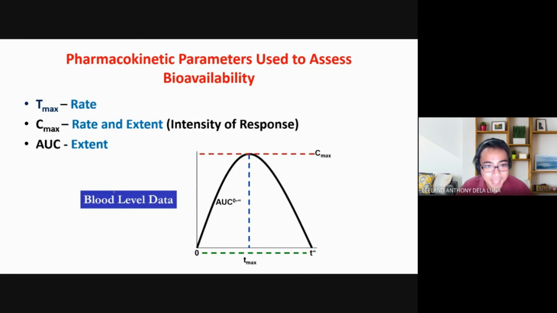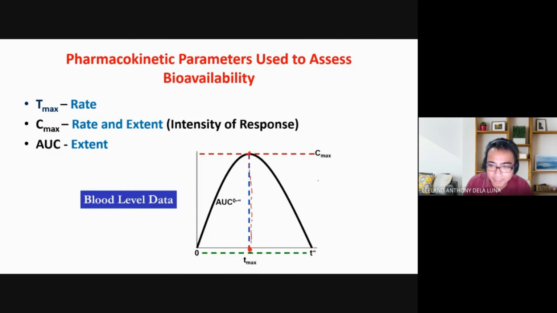Okay, so again, Tmax class measures the rate. Cmax, on the other hand, measures the rate and extent. Bakit kasama si rate? Kasi kung nasan si Cmax, andun lagi si Tmax. Just trace it back to the x-axis. So if this is your Cmax, trace it all the way down to your x-axis, kung nasan ang time. Okay? So yun siya. Andiyan lang yung Tmax.